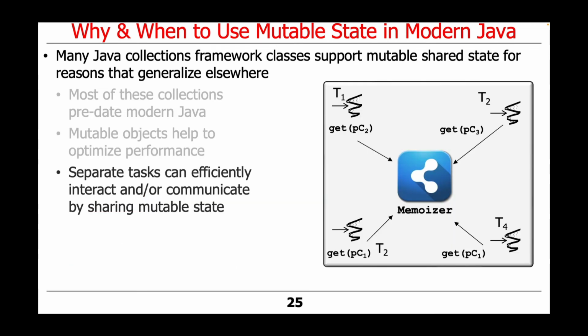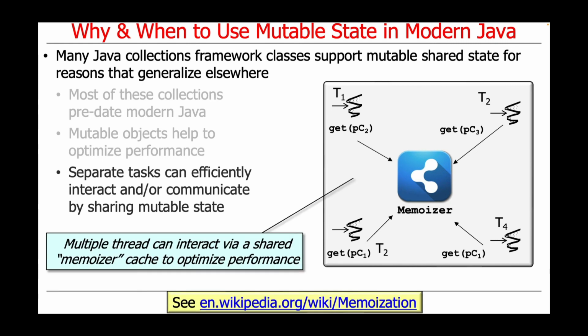Yet another reason that Java Collections framework classes, as well as other applications and frameworks and classes for that matter, support mutable shared state is that it enables separate tasks to efficiently interact and/or communicate by sharing the mutable state. For example, multiple threads can interact via a shared memoizer cache to optimize performance in a concurrent program. As we'll discuss in more detail in the next part of this lesson, memoization is an optimization technique used primarily to speed up computer programs by storing the results of expensive function calls and returning the cached results when the same inputs occur again.